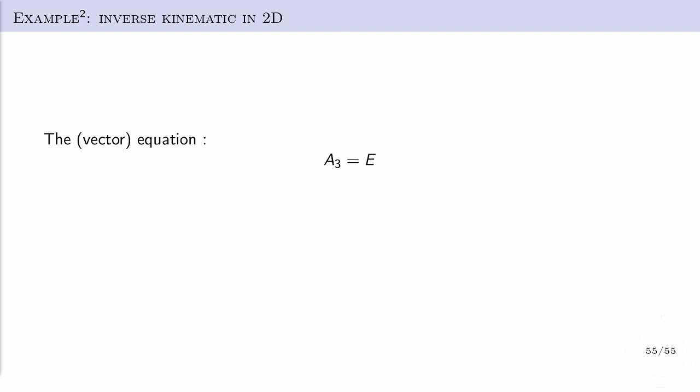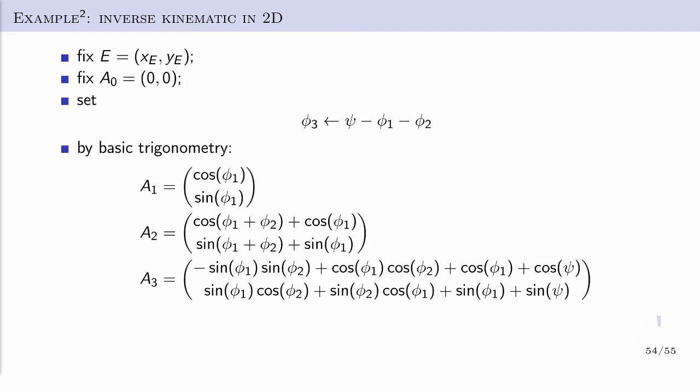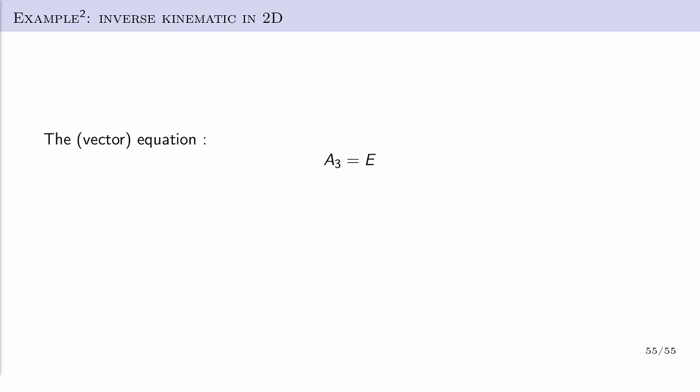So our problem is to find the angles phi 1 and phi 2 such that A3 equals E, equals the effector. The last point is in the effector. This equation already ensures that the angle of this last segment will be the one we expect it to be.